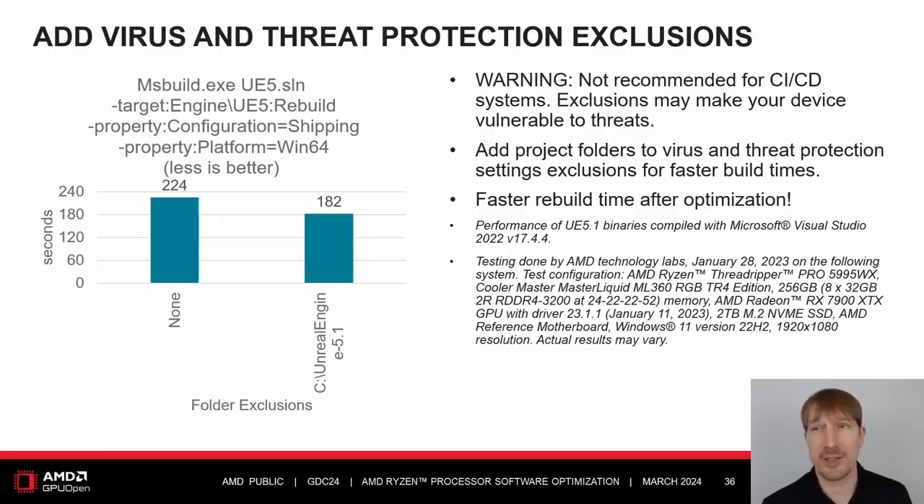Windows Defender scans can greatly slow down some workflows. Windows 11 enabled the Windows Defender sandbox feature by default, which greatly improved security, but also increased file copy and file compress times. Add project folders to virus and threat protection settings exclusions for faster build times. This system showed a 20% reduction in build time by adding folder exclusions. That said, warning: this recommendation is for personal development systems and not for continuous integration and continuous deployment systems.